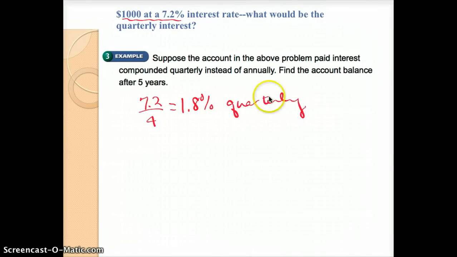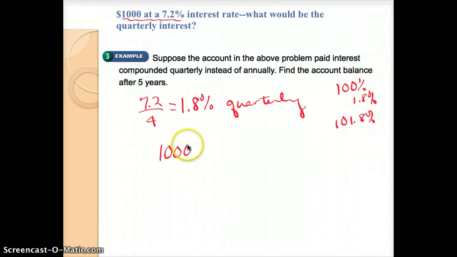Okay. And what's going to happen here? So remember, I already had 100%. I'm getting another 1.8%, so I'm getting 101.8% of the amount I had. So when I start with $1,000, I'm going to multiply it by 1.018.